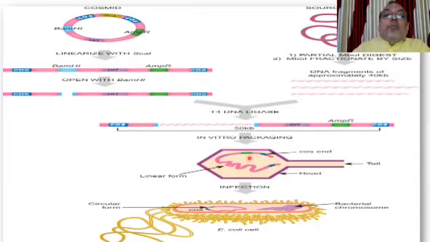Had there not been a cos site, they would not have been packaged. So we have imparted to a plasmid the packaging power into the lambda phage by ligating cos sites to that plasmid. And when we integrate a cos site into a plasmid, the plasmid becomes a cosmid.